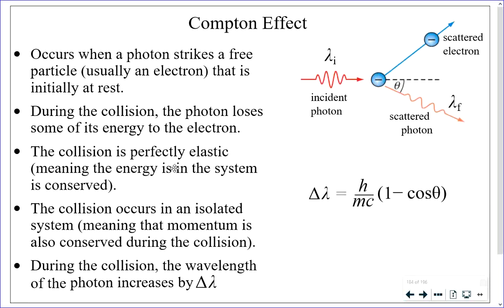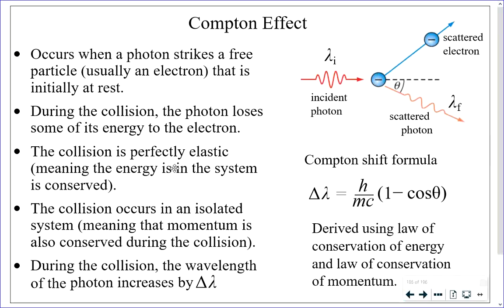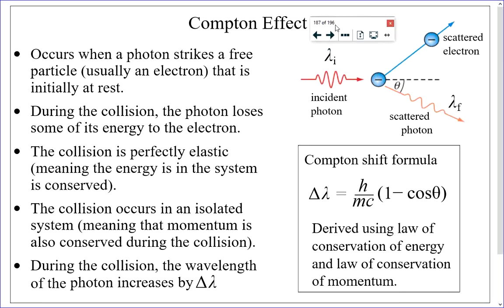That delta lambda can be found using what's called the Compton shift formula, which is on your formula sheet. h is Planck's constant, m is the mass of the scattered electron, and theta, you have to be careful here, is the angle that the photon is scattered at. This formula is arrived at by using the laws of conservation of energy and momentum. One final note here, since the wavelength of the photon increases, if you wanted to find the final wavelength, you would take the initial wavelength and add delta lambda.